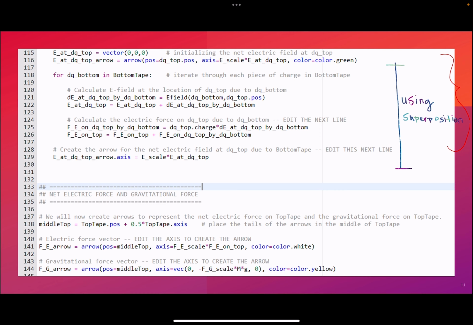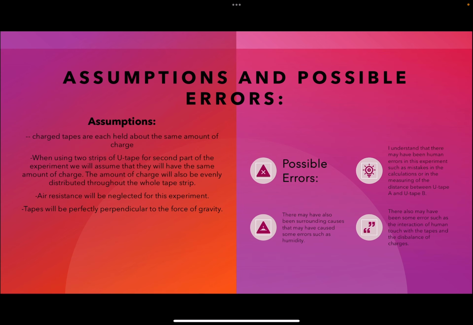So since we have a lot of little lines of electric field in a line of charge, superposition is where we assume certain electric fields will be positioned at. So that's practically what it means. So net electric force and gravitational force, this was the data to compute it. And then we're going to assume that the tapes are going to have the same amount of charge. The tape is going to have evenly distributed charge. Air resistance will be neglected, and the tapes will be perpendicular to the force of gravity, so like this, in the y-axis.